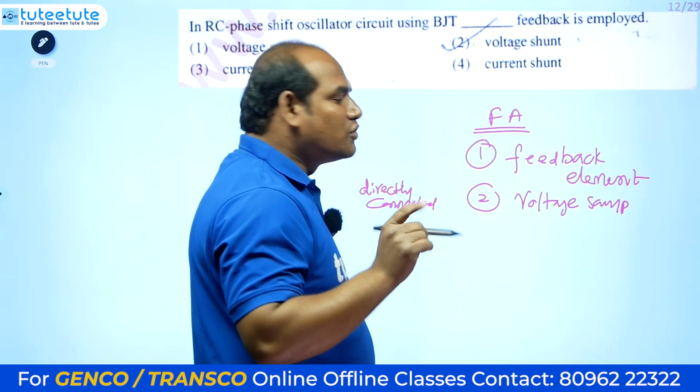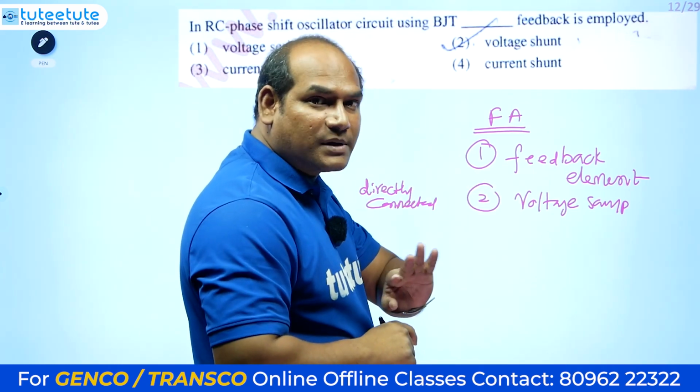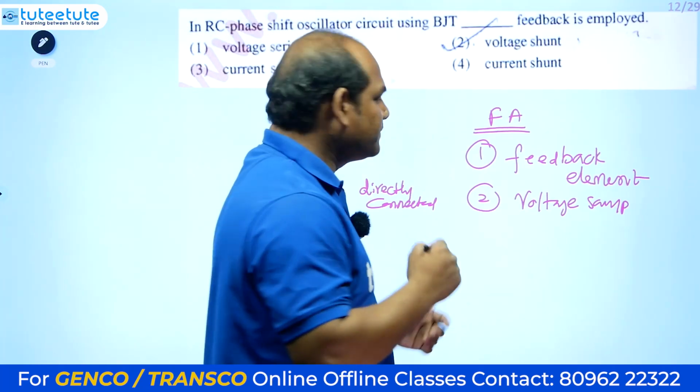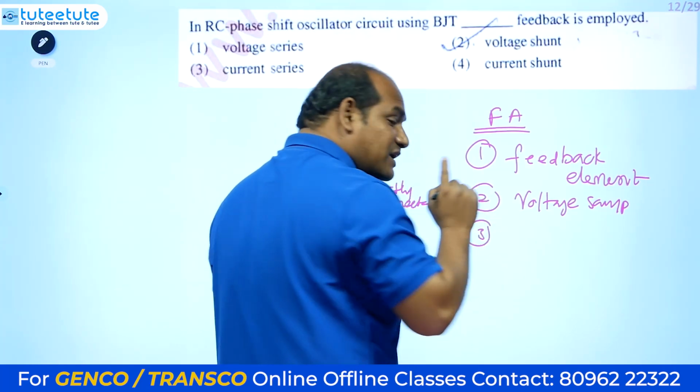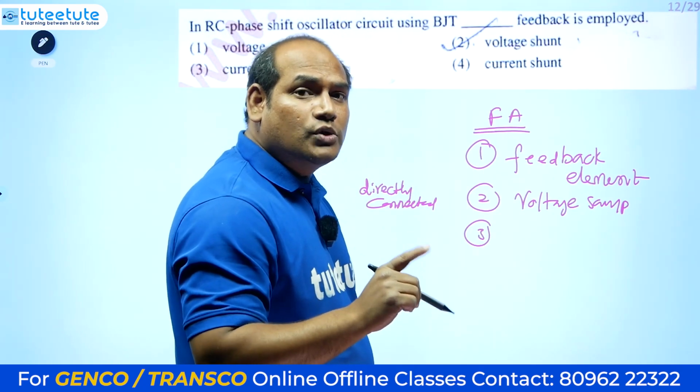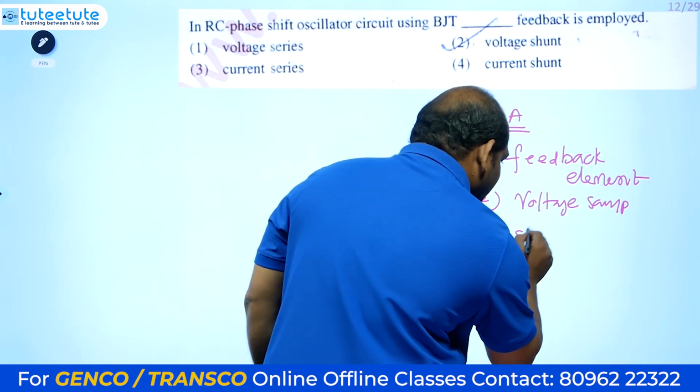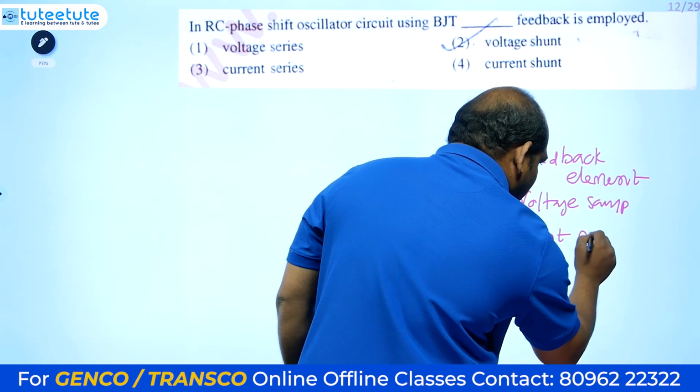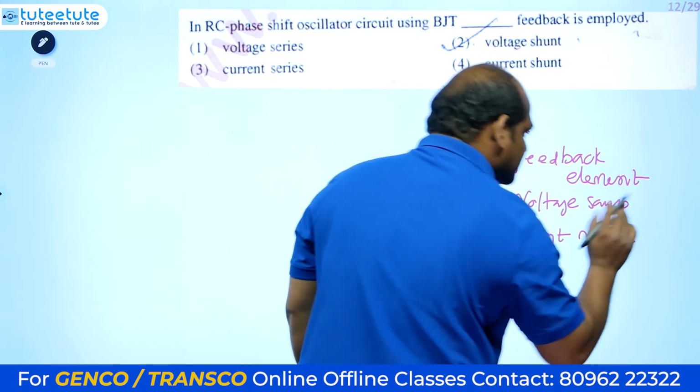If the feedback element is directly connected to the output node, then that is called voltage sampling. If it is not connected, it is current sampling. Next, if the feedback element is directly connected to the input node, then that is shunt mixing. Otherwise, series mixing. That's it.